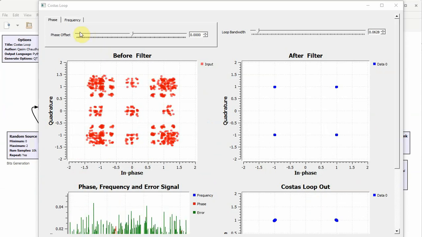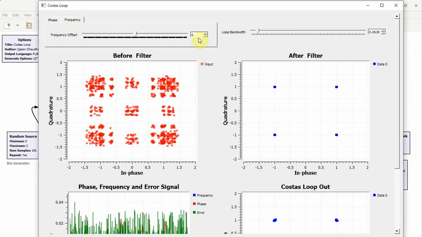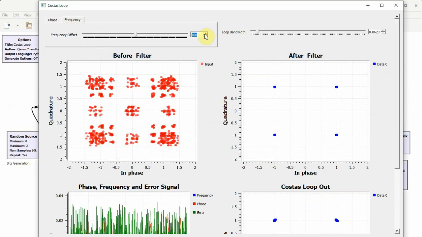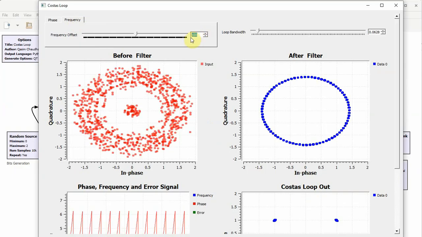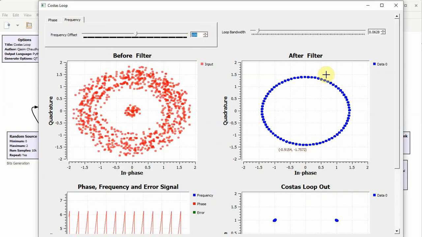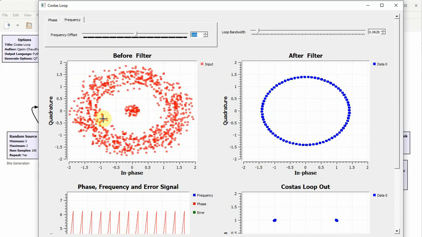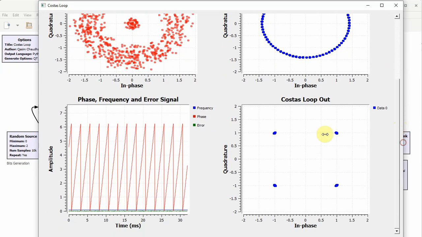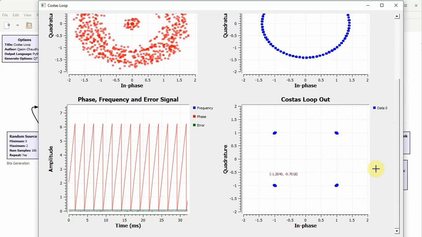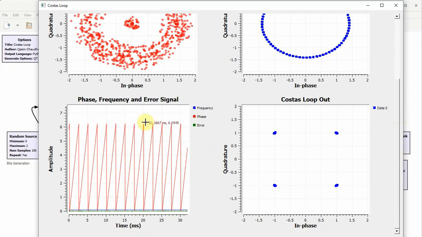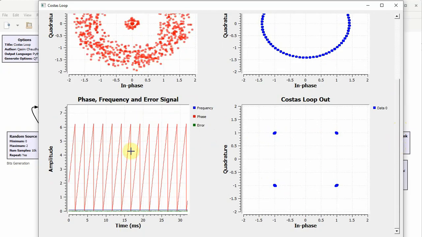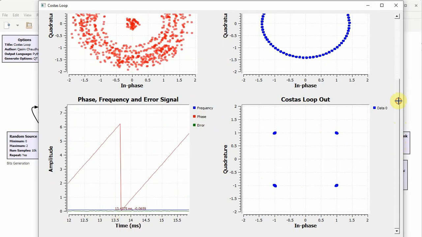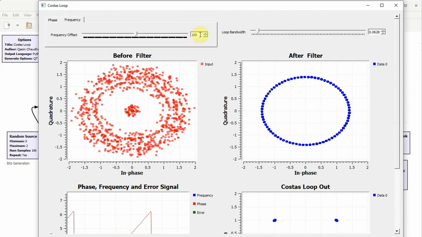Let us switch to the frequency tab and see the effect of frequency offset. As we know, the rate of change of phase is known as frequency. Once we introduce a frequency offset, the constellation would be rotating both before the filter and after the filter, and the Costas loop is able to recover this small frequency offset. That's why we see there is a slope with the phase as well. This green line is the error signal and the blue line is the frequency offset estimate.